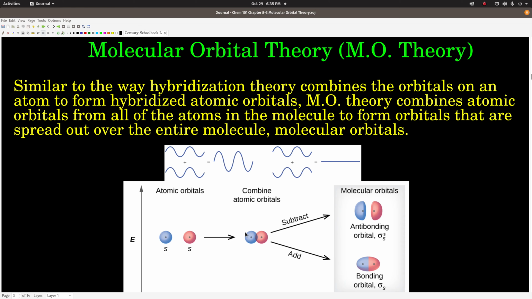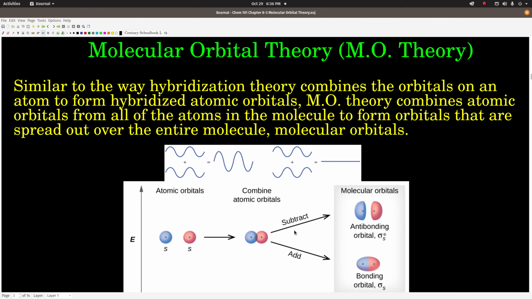When they combine constructively, the amplitude of the wave functions increases. What that ends up meaning, guys, is that there's a greater probability that the electron density is between the two nuclei. And that is a stabilizing factor, and that lowers the energy of the resulting orbital, called a bonding molecular orbital. In this case, because these are s orbitals combining, this is what we call a sigma s bonding orbital.